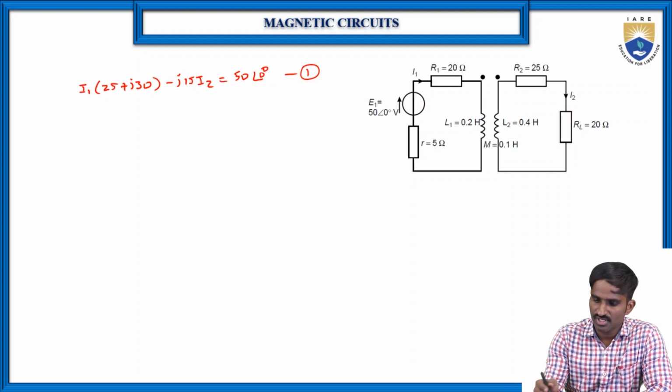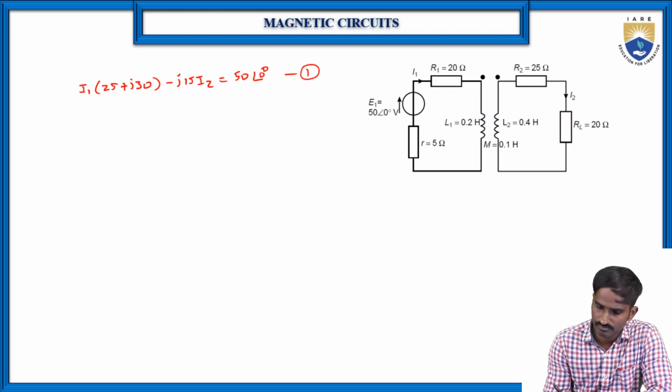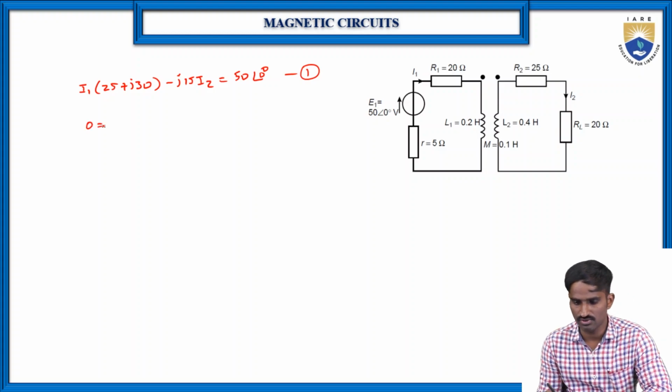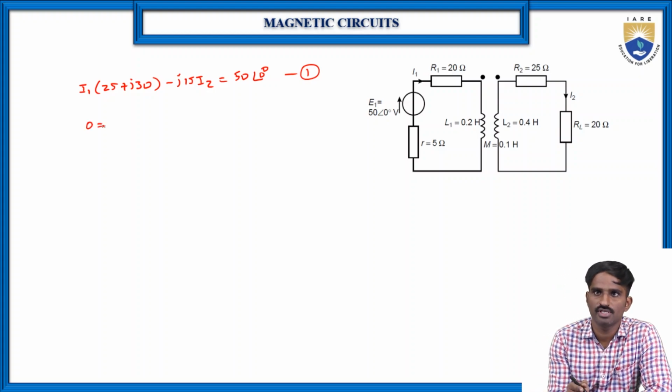Then similarly, for the secondary terminal, let me write, anyway here it is equal to 0. And what are the resistors here?